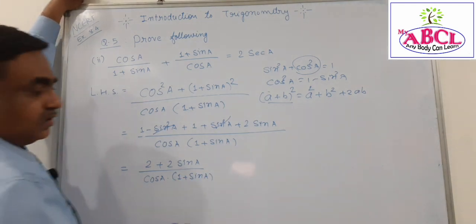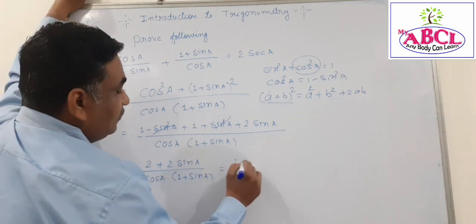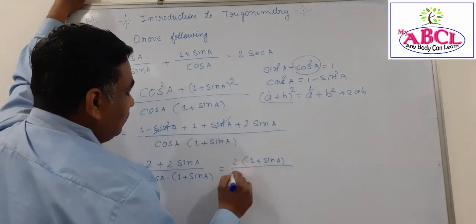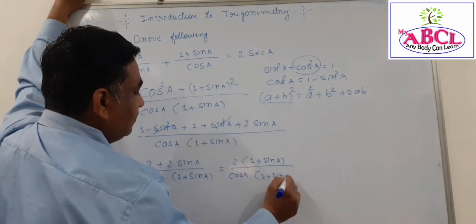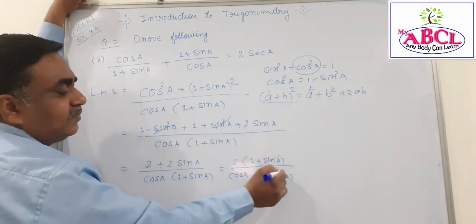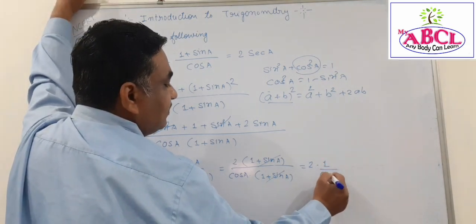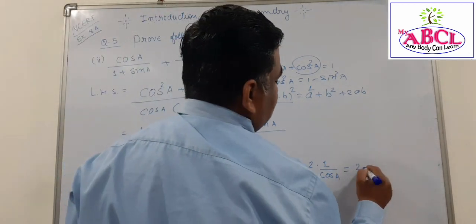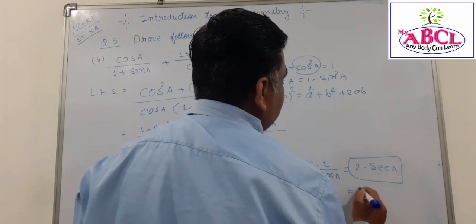Equal to, I am going to take 2 as common from here. So 2 into 1 plus sin A upon cos A into 1 plus sin A. You can see here we can nullify this 1 plus sin A and 1 plus sin A. So the remaining is 2 into 1 upon cos A, which is equal to 2 sec A, because 1 upon cos A is sec A. So our answer is 2 sec A, that is our right hand side.